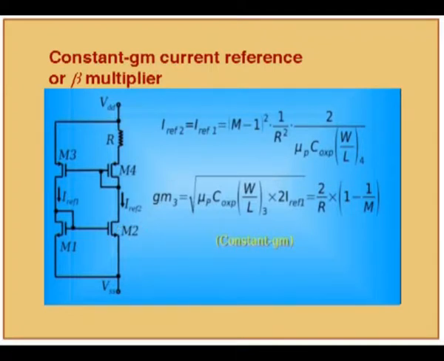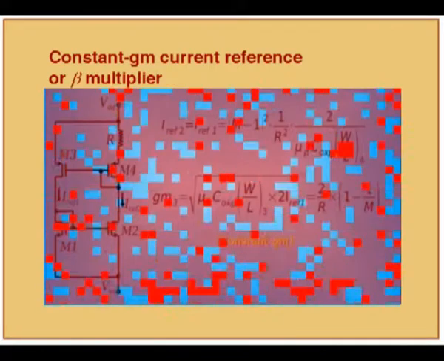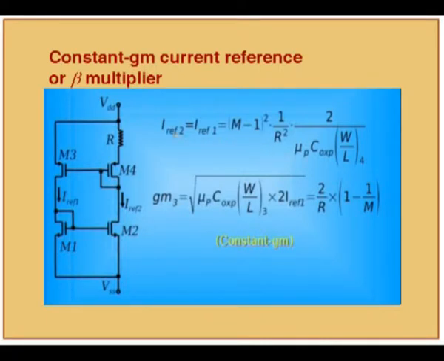So why is it called constant GM current reference? So here I have repeated the same relation we got for reference current. Now if you want to design, for example, a reference current generator with the value of 10 microamp that we wanted last time, you just replace the values. You decide about M, you decide about R, you decide about aspect ratios, and then you will get the value of current. There are many factors in how to decide about values. We will not talk about them here. But anyway, you can choose, and then look at what is the GM of this transistor.